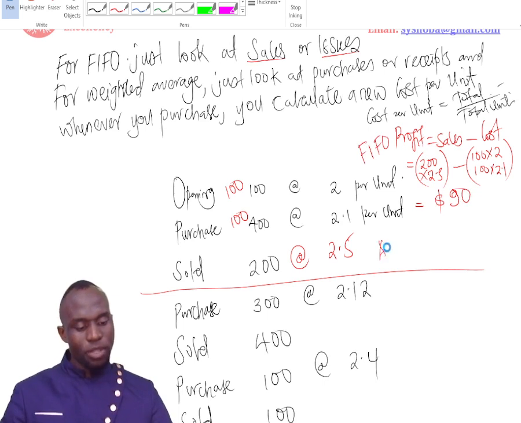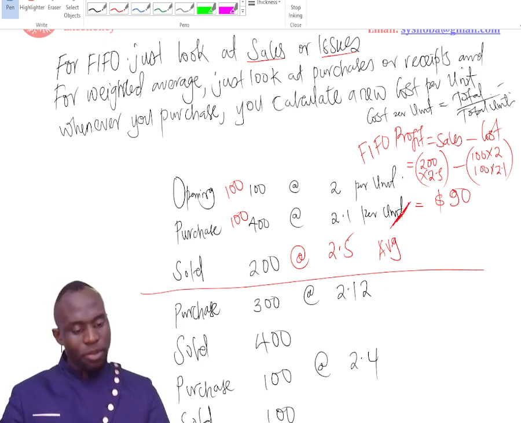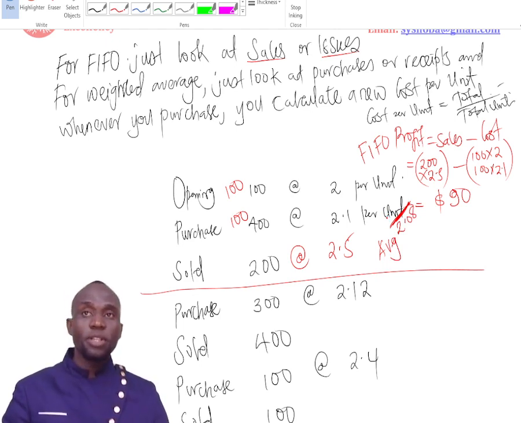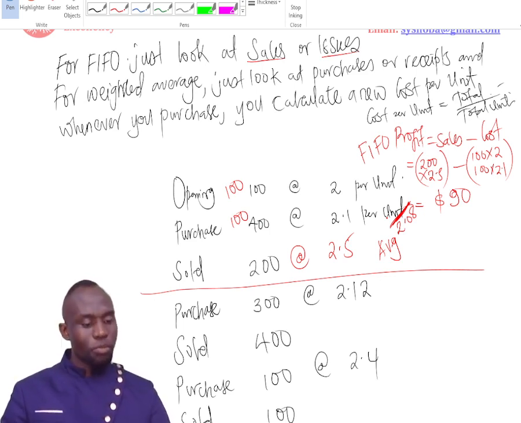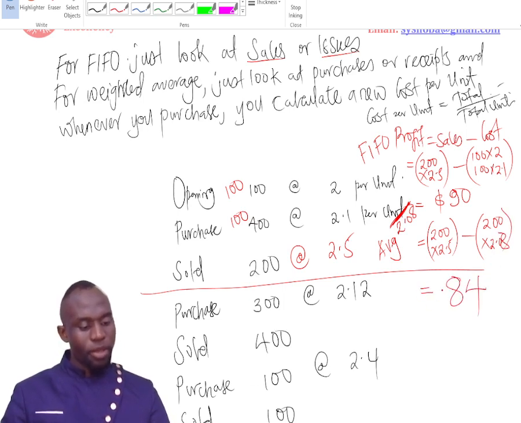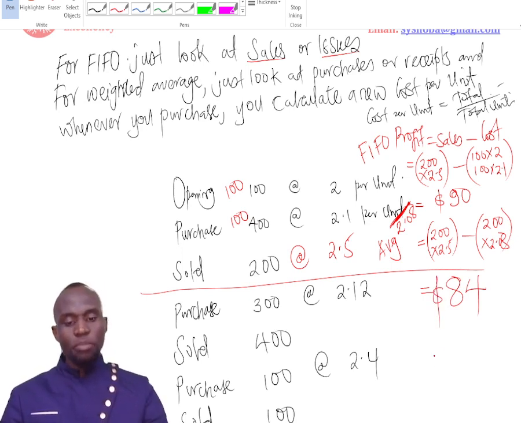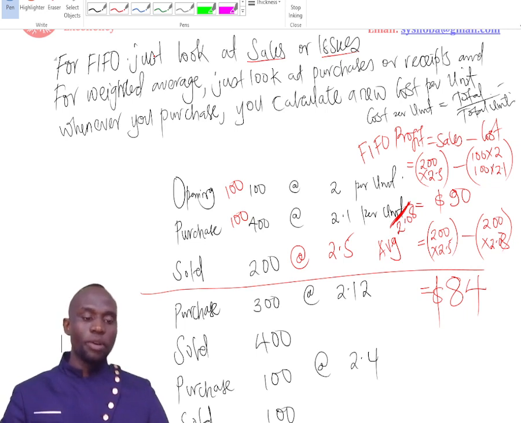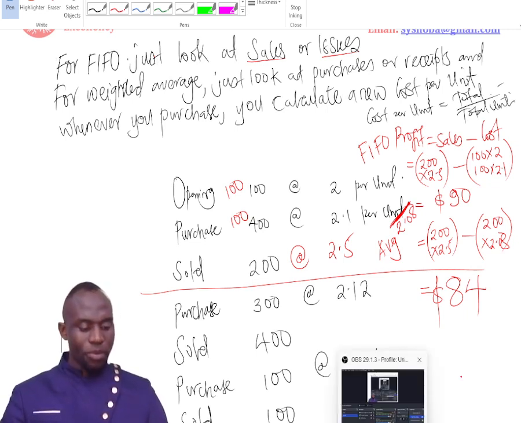Then we are calculating profit again, but using the weighted average method. So for weighted average method, don't forget, here we had 2.08 as the average. So we are selling 200 units at 2.5, but their average cost was 2.08. So profit is going to be total sales minus cost. When we work it out, profit would be $84. So it is simple. All you need to know is how to value. So we stop there for today.